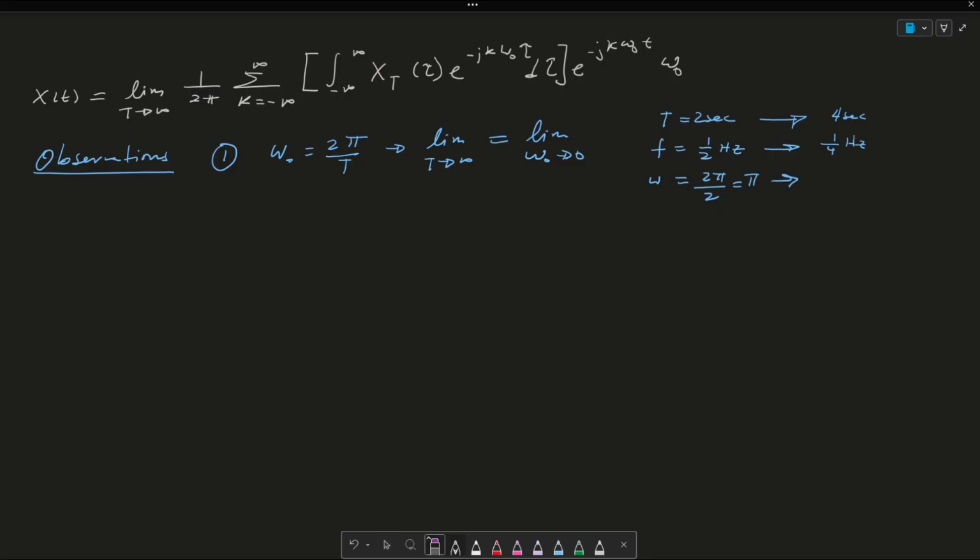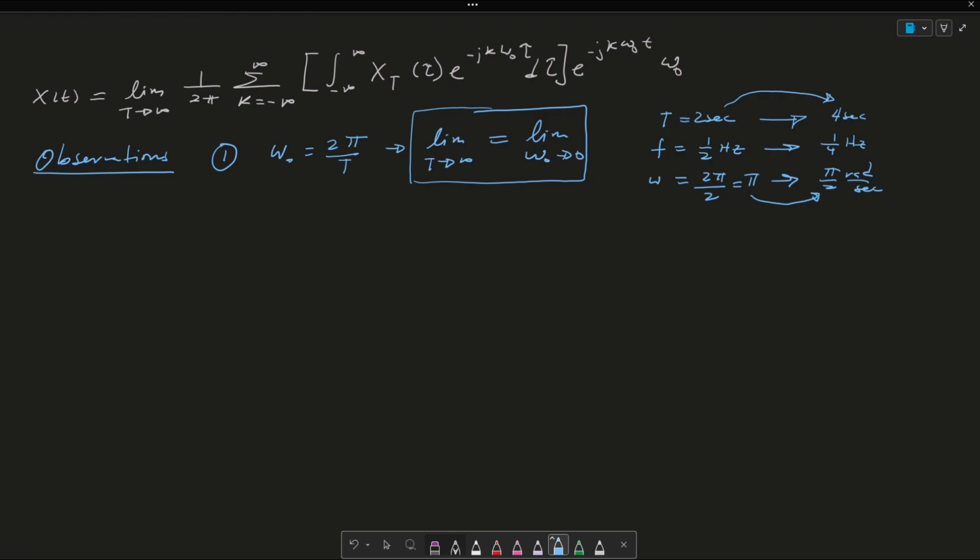As a result, my angular frequency will be pi over 2 radians per second. And as you can see, as I increase my time from 2 to 4, it's getting bigger, my omega is getting smaller from pi to pi over 2. So I hope this first observation makes sense.